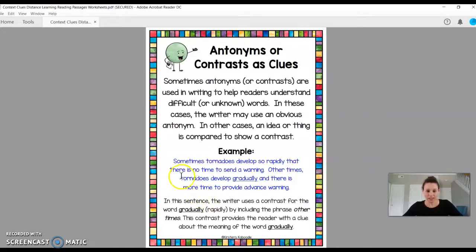So I see in the sentence, sometimes they develop rapidly, and I know that means quickly, so that there's no time. And then I have my contrast. Other times, so that's going to tell me that it might be the opposite. Other times, tornadoes develop gradually, and there's more time to provide advance warning. So that tells me that gradually means it happens over time. It's the opposite of quickly. Okay.